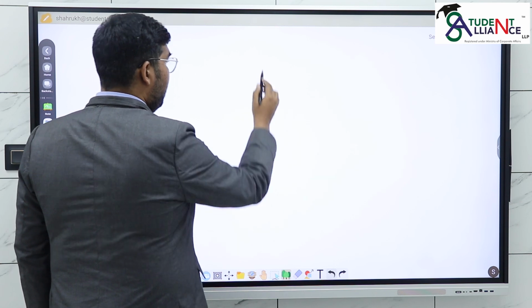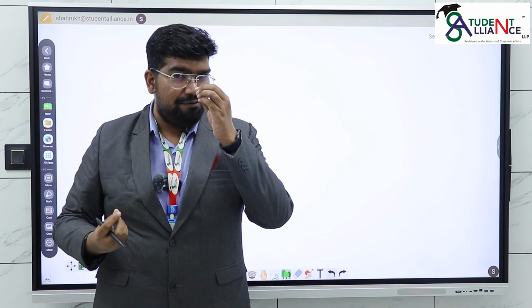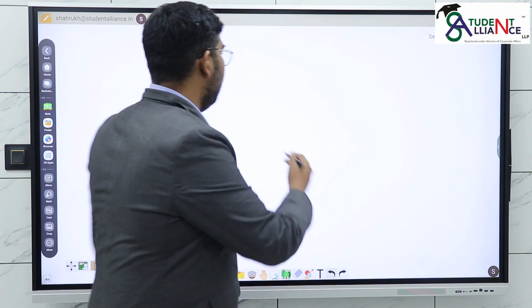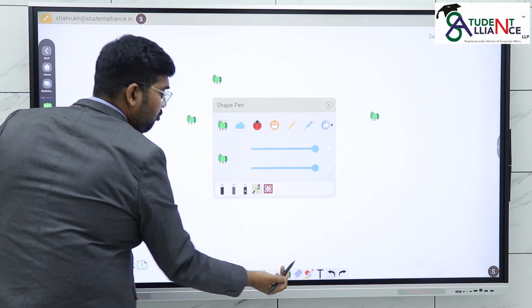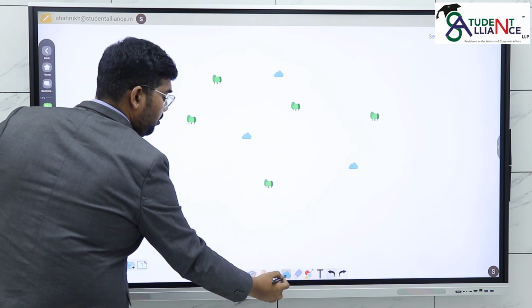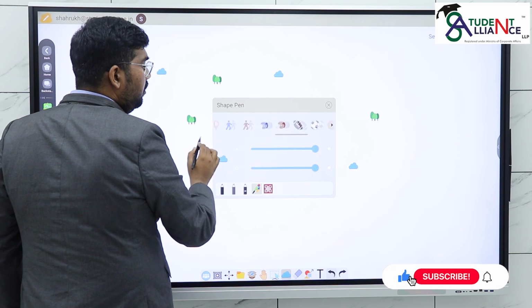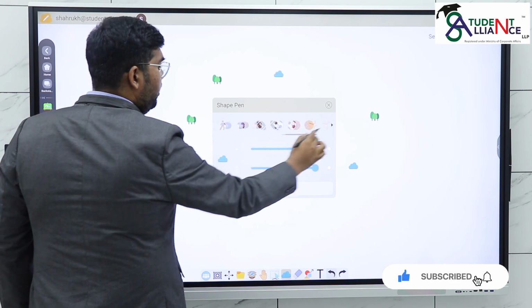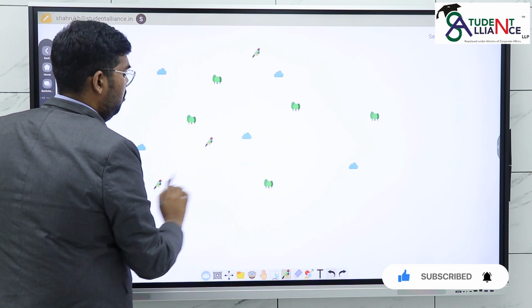So we have a shape pen in case you're teaching kids or when you want to use certain figures as a pointing element. You can directly click on it and you'll be able to get the images. For example, if you want to put clouds, you can put clouds. Similarly, there are a lot of options available, right? So if you want a different option, say for example, you want a sparrow.